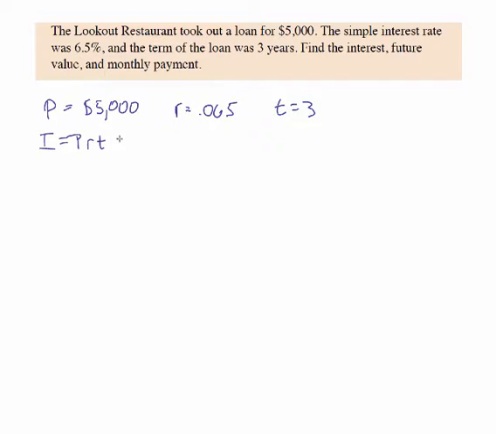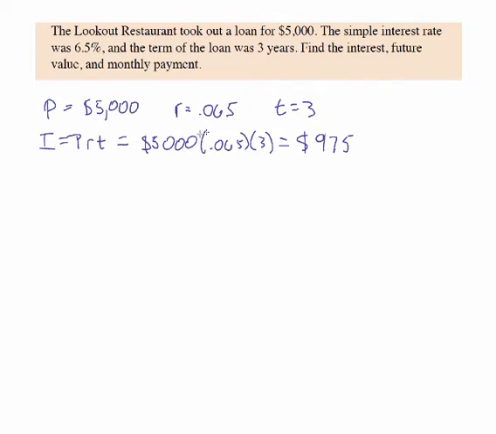And I also strongly recommend, number one, I always recommend you write down the given information and label it. I also recommend when you're using a financial formula, you write down the generic formula and then use that as a template for plugging in. So in this case, P is $5,000. R is 0.065. T is 3. And when I use a calculator to do this multiplication, I find that the amount of interest is $975. There's the answer to the first question.